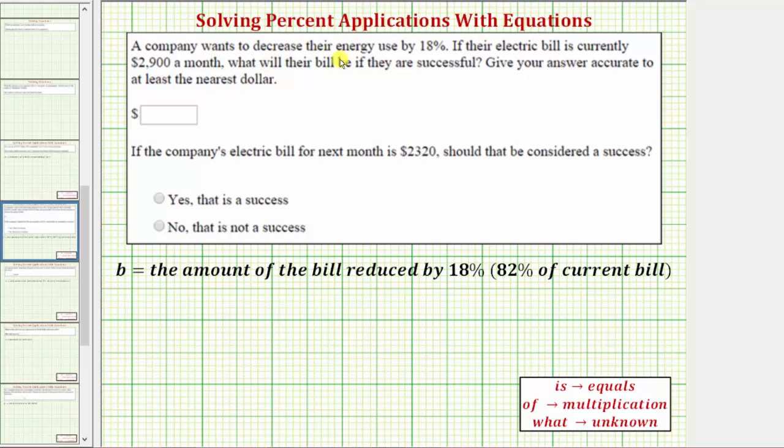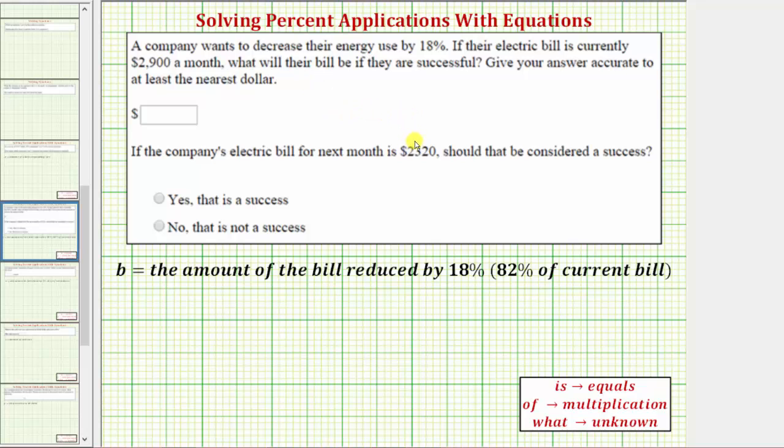A company wants to decrease energy use by 18%. If their electric bill is currently $2,900 a month, what will their bill be if they are successful? And we're asked to give the answer accurate to at least the nearest dollar. So we can solve this problem two ways.